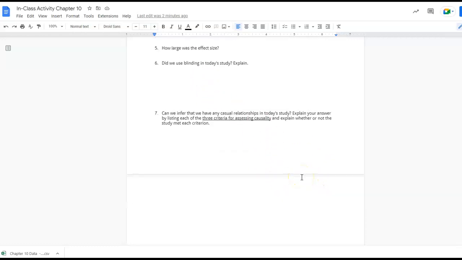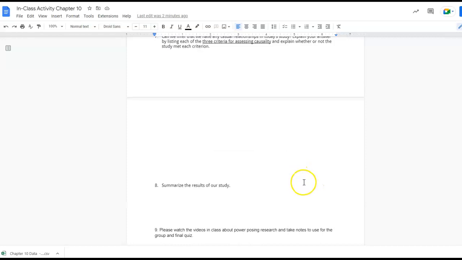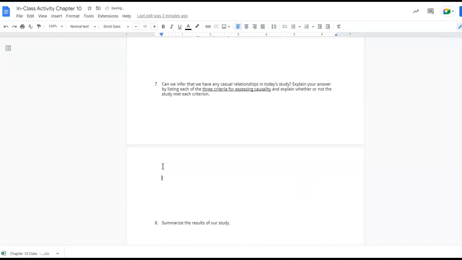Next, we have to consider temporal precedence, and that is that the independent variable comes before the dependent variable. And our answer here is, well, yeah, we did measure your confidence and power rating after we had you in that position. Okay, so we do have temporal precedence. But the last thing is, can we eliminate any alternative explanations or confounds in this study?